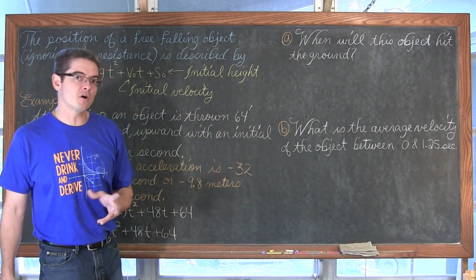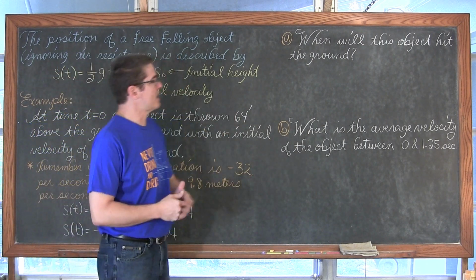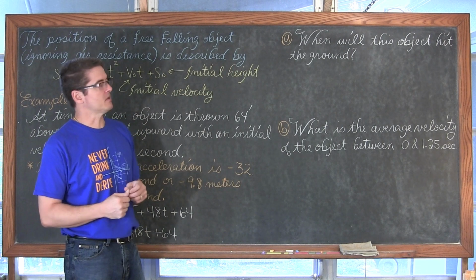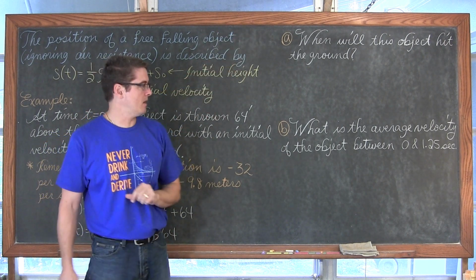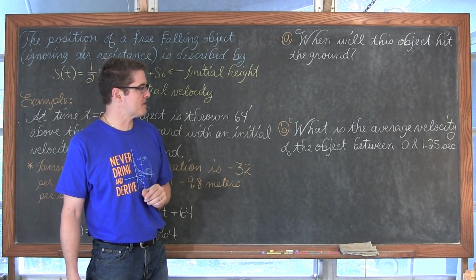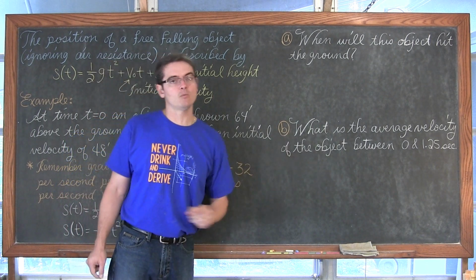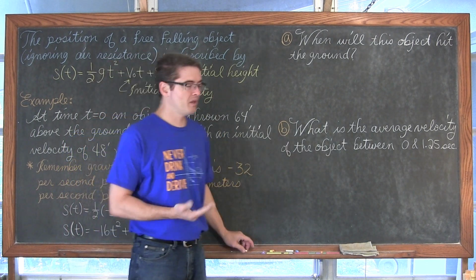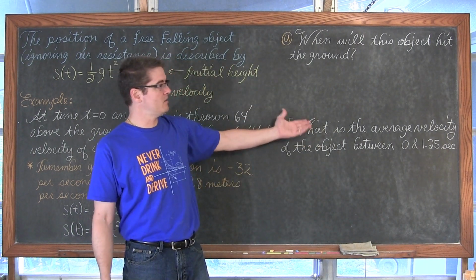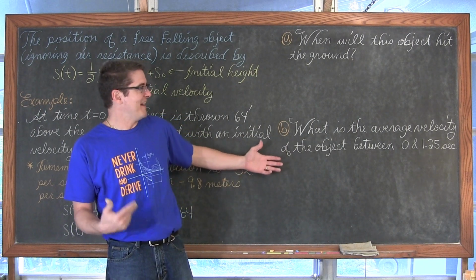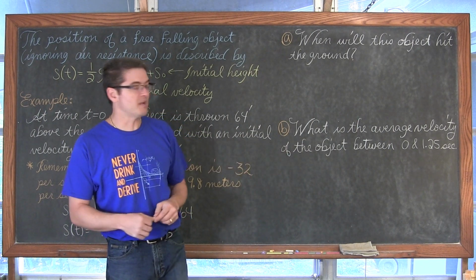The first two parts of this many-part example are really not calculus questions, but algebra 2 questions. When will the object hit the ground? And then, what is the average velocity of the object between 0 and 1.25 seconds? Now, really, neither one of these questions is a calculus question. They're algebra 2, and maybe you might have had average velocity in algebra 2, or certainly pre-calculus.